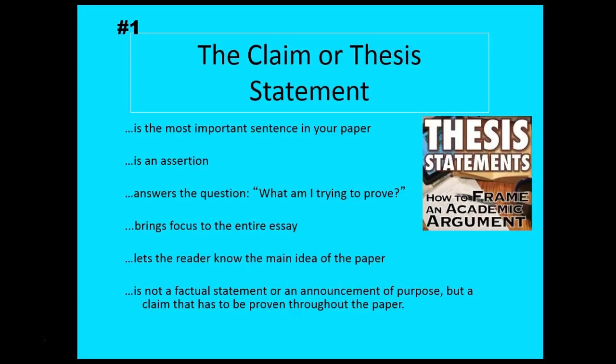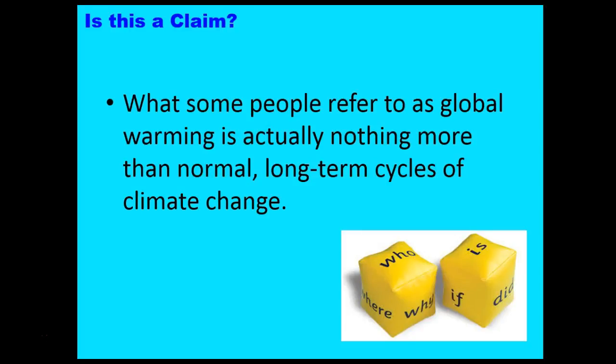It's not a factual statement. It's not an announcement of purpose. It's a claim that you're going to prove throughout your paper. So, what do you think? Is this a claim? What some people refer to as global warming is actually nothing more than normal long-term cycles of climate change. It is. This person is making an assertion that global warming is not real, and it's actually just long-term cycles of climate change. So they would use the rest of their paper to prove this to be true.